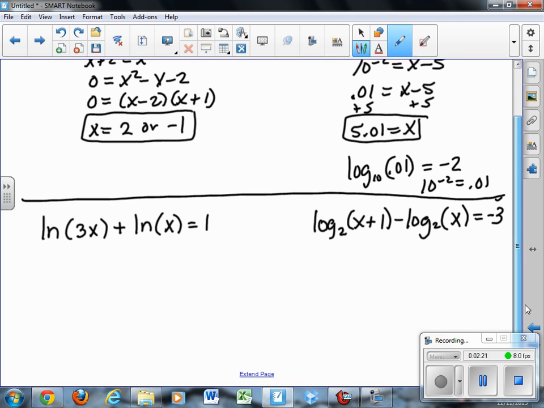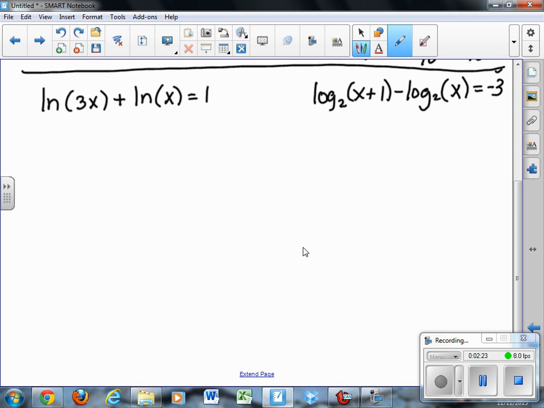All right, now let's look at these two. Now we have more than one log. If we have more than one log, then we have to be able to combine them. When we add two logs, it means that we multiply their arguments. So I'm going to rewrite this as natural log of 3x times x equals 1, or natural log of 3x squared equals 1.